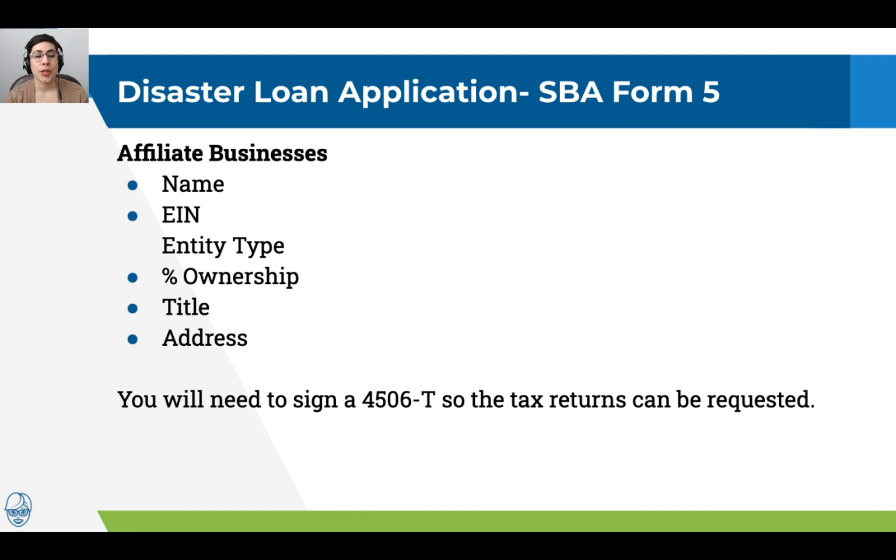And it's important to note that they're going to require tax forms for that as well. So you'll need to sign during the application a 4506-T, which allows the IRS to provide any of your tax transcripts to a loan officer or to the SBA. So be ready to provide the name, the EIN, the entity type, ownership structure, what percentage you own, for example, your title and the address of the business. So be ready for that.